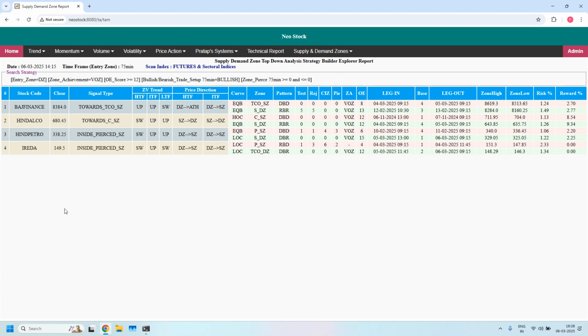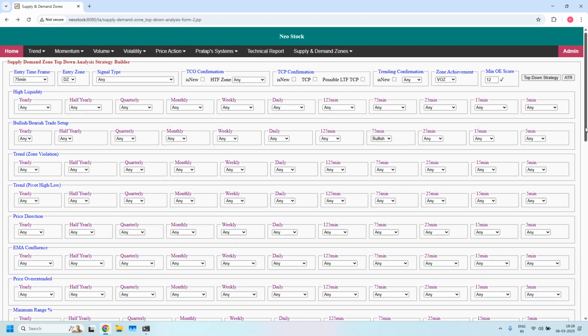And these 4 stocks are currently supporting bullish trade setup for weekly income trade, and these entry time frame zones are 75 minutes demand zones. Out of these 4 75 minutes demand zones, let us verify how many are having ITF zone confluence. That is 75 minutes with daily demand zone confluence.